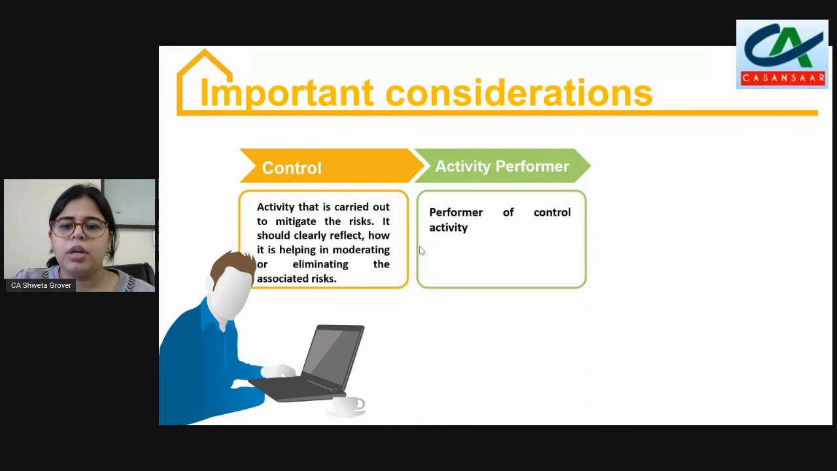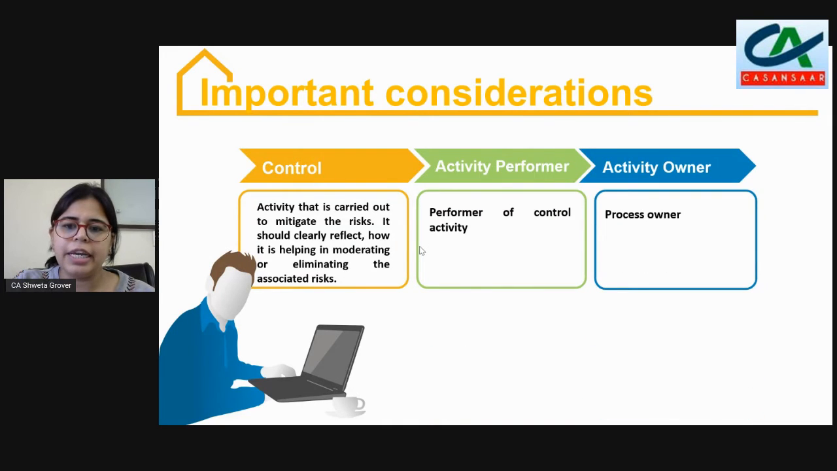Activity performer. Now, this is very important. Generally, in RACM, we only mention the activity owner, which is generally the process owner. But in ground reality, the performer of the activity and the owner of the activity are different people. So it's very good if you can write down these two names separately. That is, the activity performer, who is actually performing that control activity, and the activity owner, the process owner.